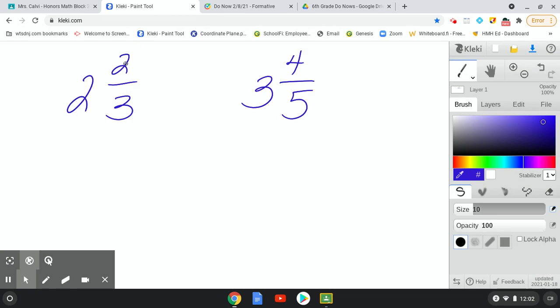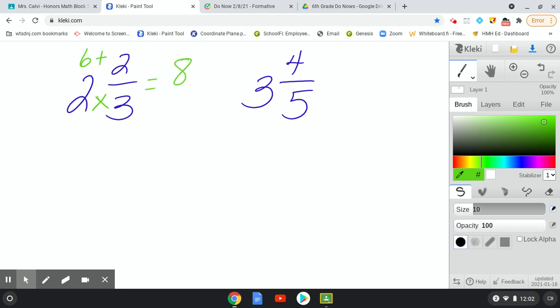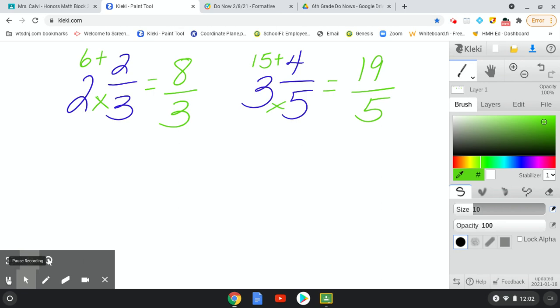So a few more examples of turning a mixed number into an improper fraction. So here I'm going to take my denominator, multiply it by my whole number. 3 times 2 is 6. 6 plus 2 gives me 8, and I'm keeping that over 3. Here I have 5 times 3. 5 times 3 is 15. 15 plus 4 gives me 19, and I'm keeping the 5. All right, pretty simple.